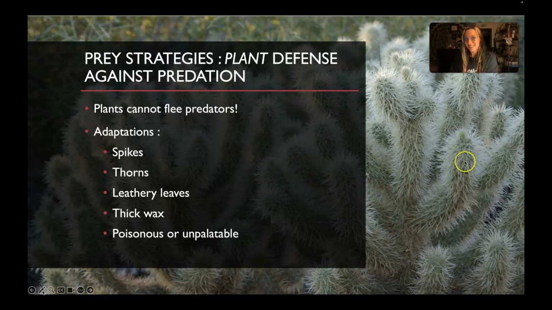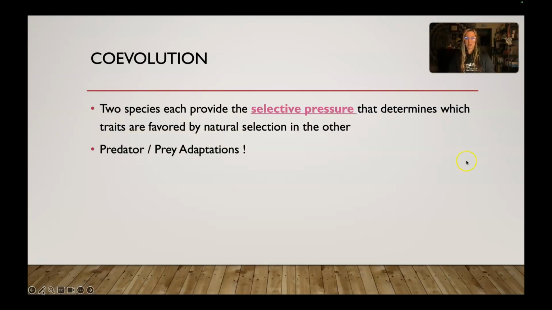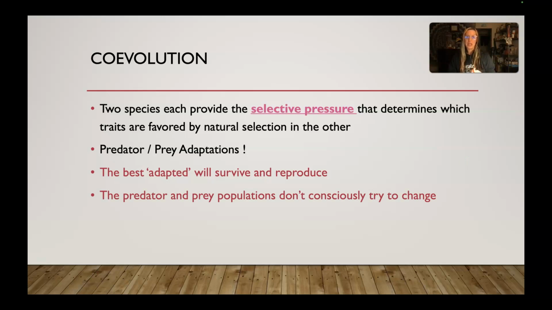So consider that. Going back to this idea of coevolution, right? We already talked about these first two bullet points. But they really just want to be best adapted to survive and reproduce. But what's fascinating is that the predator and prey populations don't consciously try to change, right? So prey species don't try to develop toxins, but rather it's a random mutation that produces the toxin, which makes one organism better able to resist predation and thus pass along that trait to its offspring.